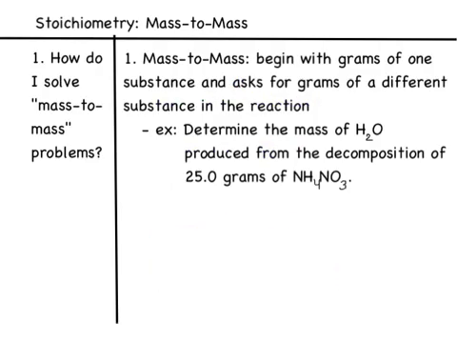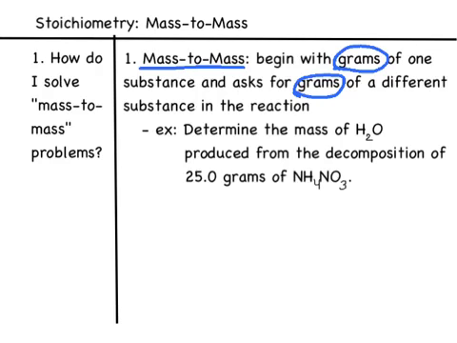All right, there's only one question. Only two examples. Hopefully it's a lot shorter than the last notes, right? Let's get started. So, how do I solve mass to mass problems? To begin with, mass to mass means you have grams of one substance that you're given, and you have to find the grams of a different substance in the reaction. Didn't believe it was possible? It is, my friend. It's totally possible, and you're totally going to do it.